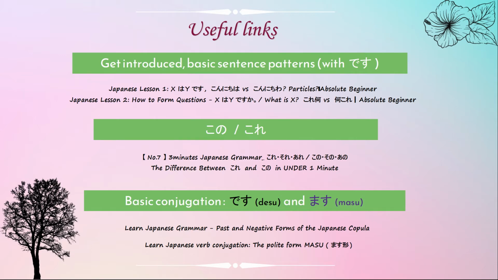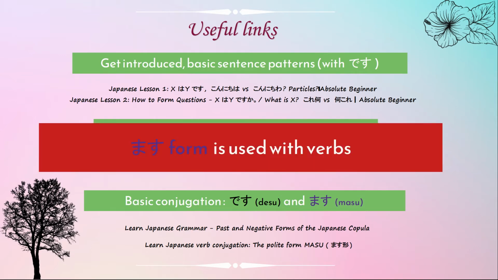Then two videos about kono and kore that are very useful since it's this, or that. And finally, basic conjugation. So for desu, that is not a verb per se. So this is a thing that looks like a verb that you use for the very basic sentence pattern. And you have also the masu conjugation. So masu is used with verbs. So basically, you have two different conjugations to learn. The first one, which is for desu ending sentences, and the one that is to conjugate verbs, actual verbs.